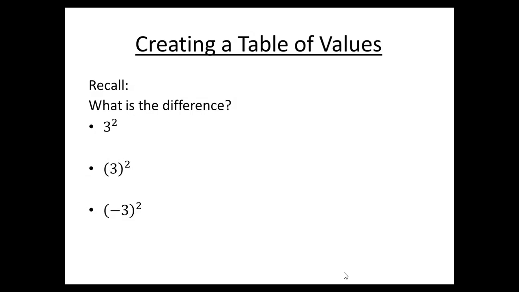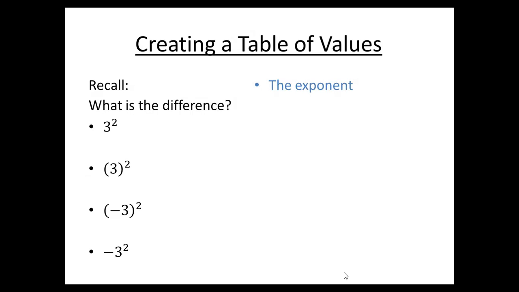Let's talk about creating a table of values now. Before we do that, I'd like us to recall our exponents. So what's the difference between these four questions? 3 squared, (3) squared in a bracket, (-3) in a bracket squared, and -3 squared without a bracket.